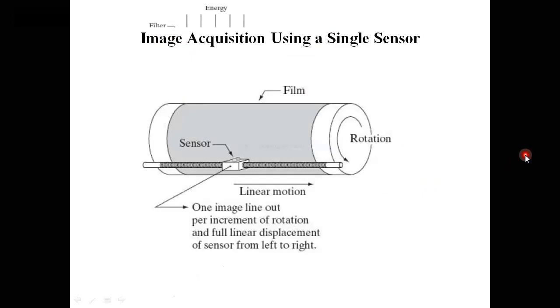So here, we are taking image acquisition using a single sensor. In this field, rotation will occur. Suppose this is a linear motion, so one image is captured using this sensor. One image line out per increment of rotation and full linear displacement of the sensor from left to right.